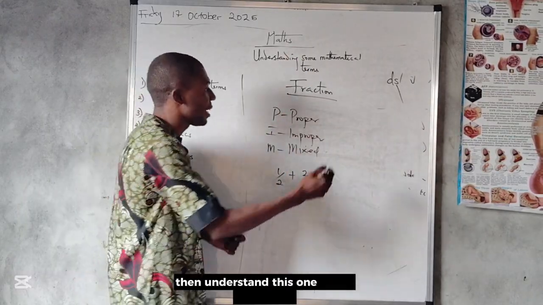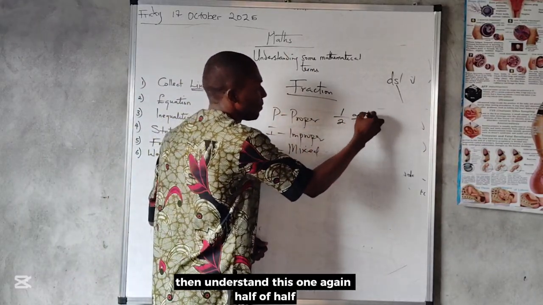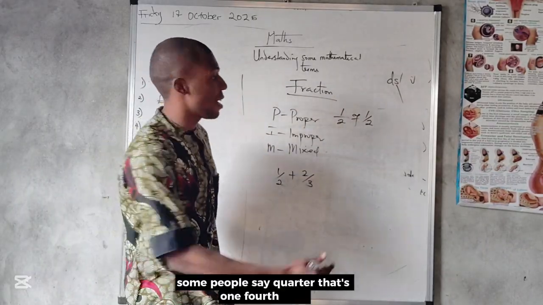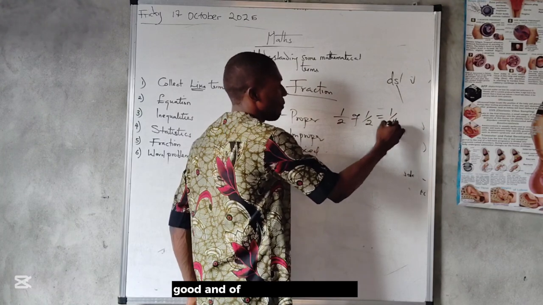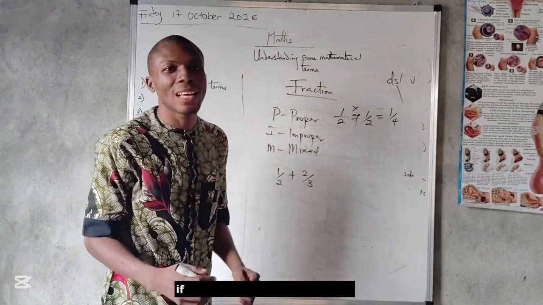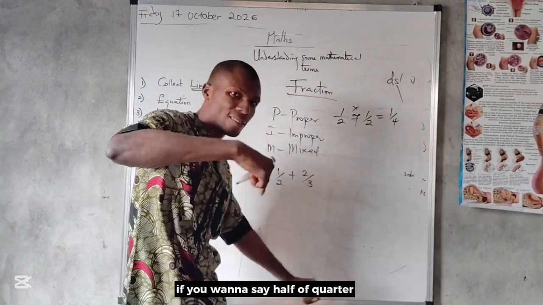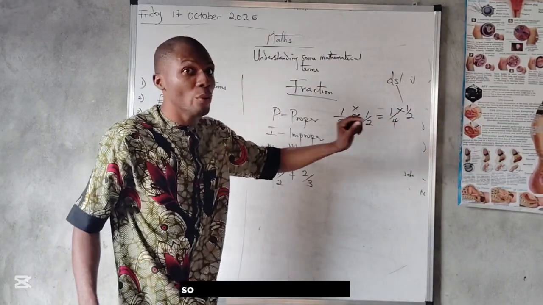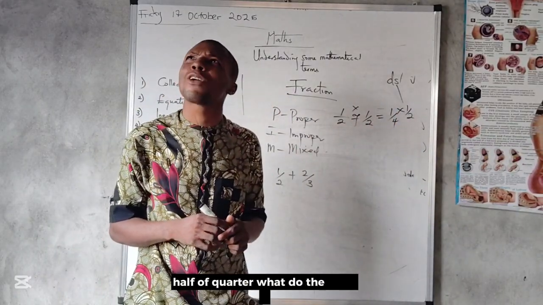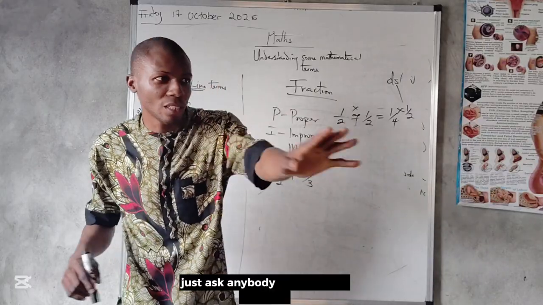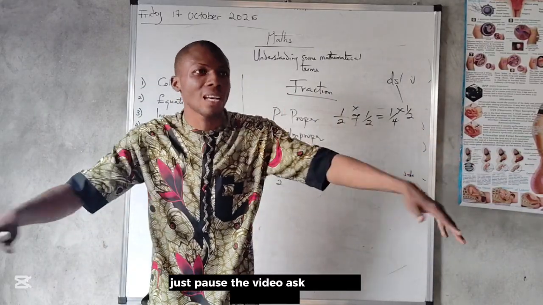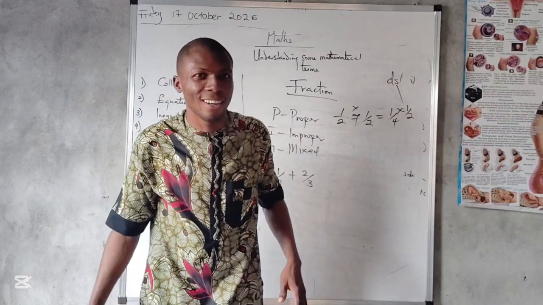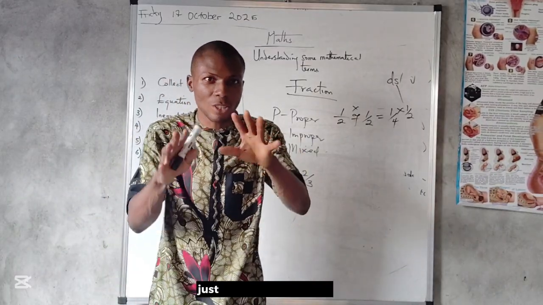Then understand this one again, half of half. Some people say quarter, that's 1/4, right? Good. And of means times, right? If you now say half of quarter, some people will hang. Just pause the video and ask anybody close to you: half of quarter. They will hang.